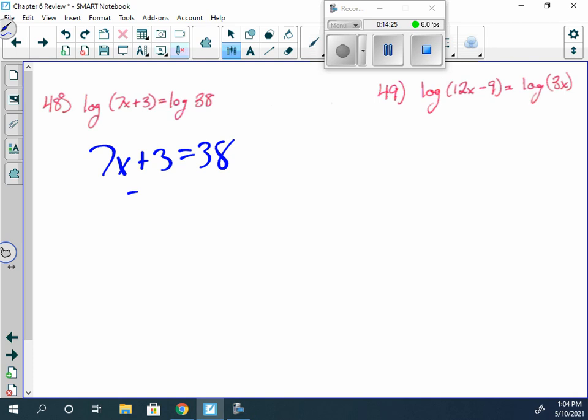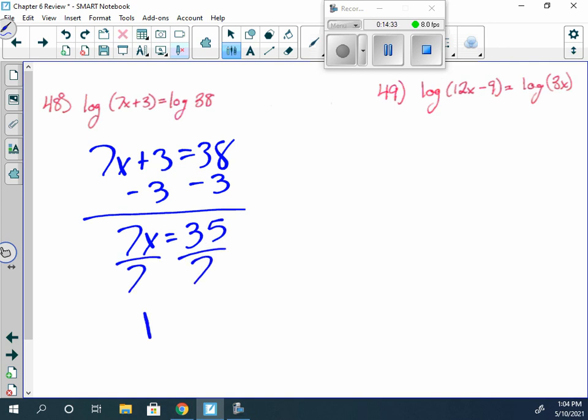So we can set what's inside of them equal, and then solve for the value of x. And that'd be our answer. Because it does work out: 7 times 5 is 35, plus 3 is 38, and it is a positive number, so it works.